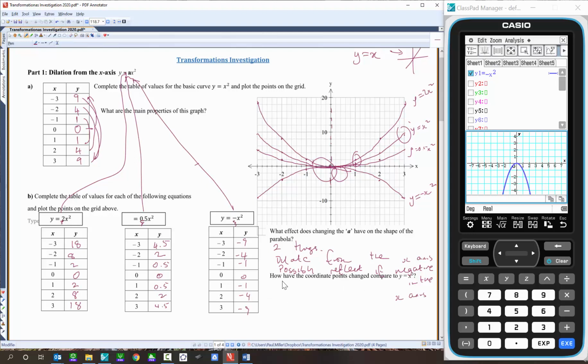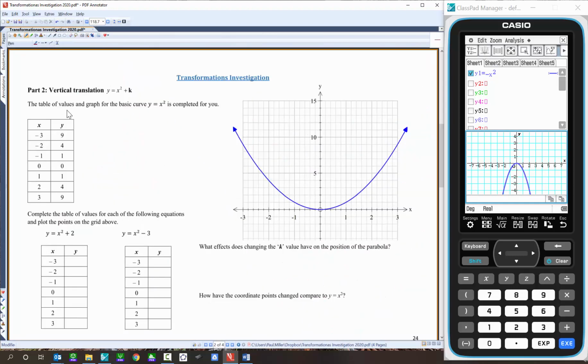Right, how have the coordinate points changed compared to y equals x squared? Okay, x values same, y values change by a factor of a. So whatever the a value is, it changes by that factor. All right, so that's what we call dilations. All right, so on to the next type of transformation. And what we can do is do what's called a vertical translation. That is, grab the parabola and move it up or down.